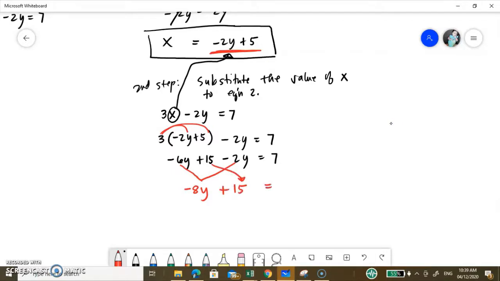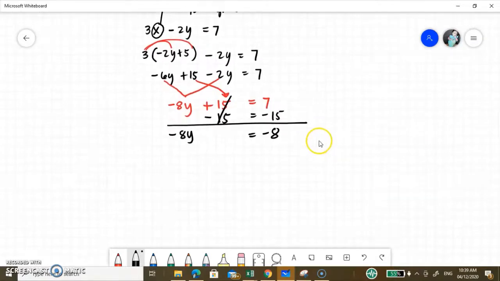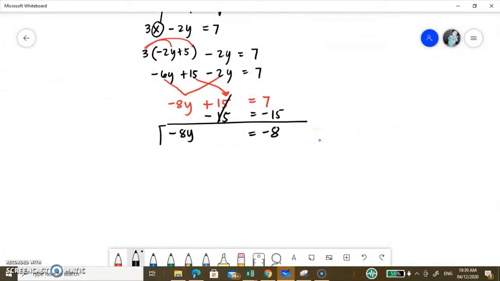Just copy, equals 7. And then, let's get rid of 15 by adding negative 15 to both sides of your equation. So, you'd have negative 8y, bring down, is equal to negative 8. Okay, now you could solve for your value of y. You multiply negative 1/8 to both sides of the equation so that you could solve for your y, which is equal to 1.